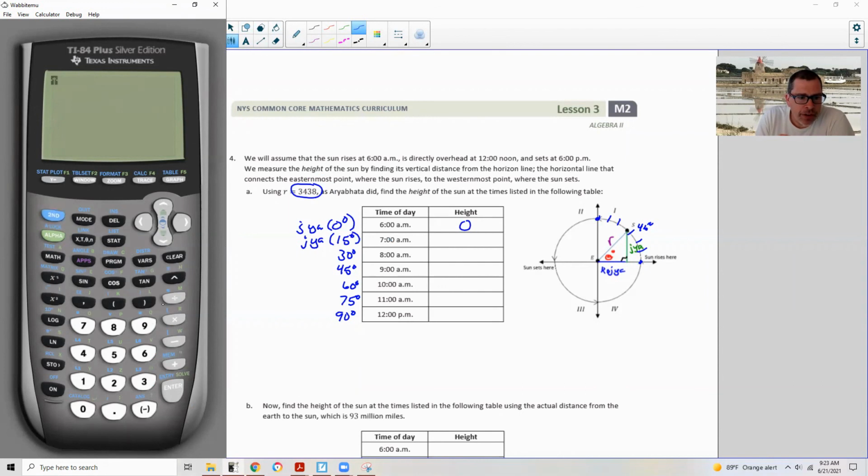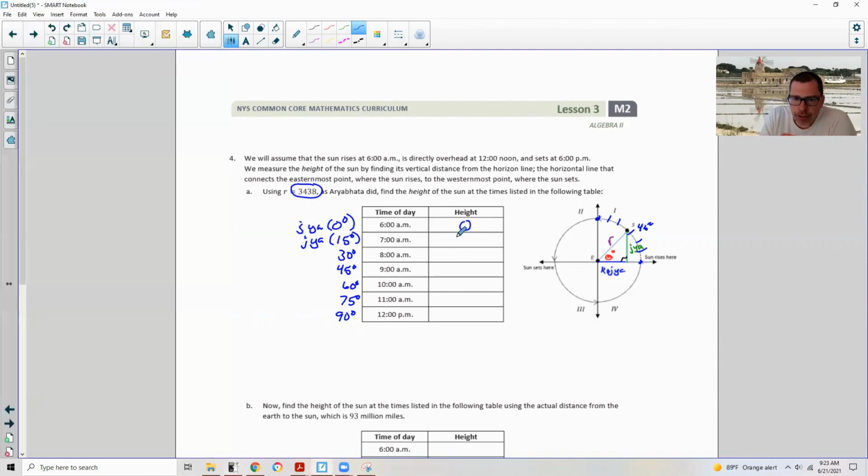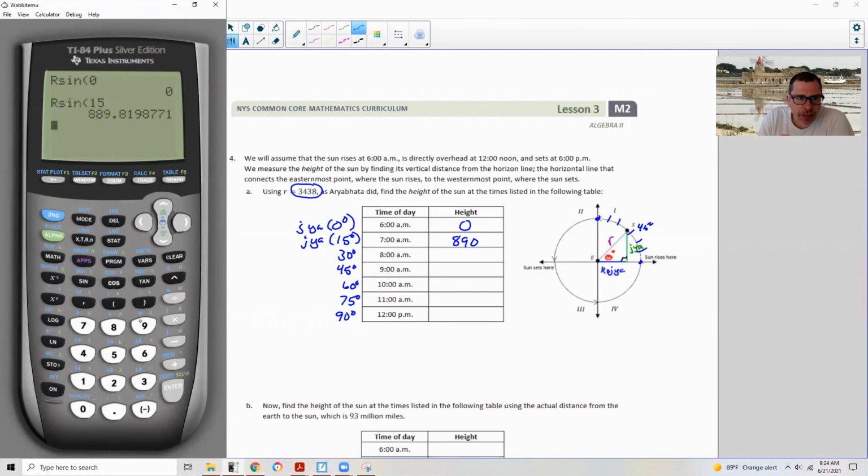So if I go back, remember I've already put r in as r. Why did that not use alpha r? And now if I do sine 0, well, 0 times r is still 0. But if I do alpha r times the sine of 15, I'm going to get 889.8, and we're going to round. That is 890 feet. Okay, so in 1 hour later, the height of the sun above the horizon is 890. And if I keep doing this, I'm going to find where the sun is in every 15-minute increment.